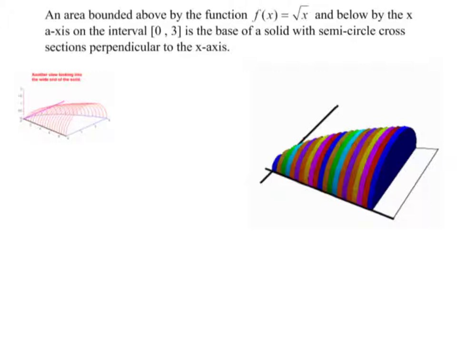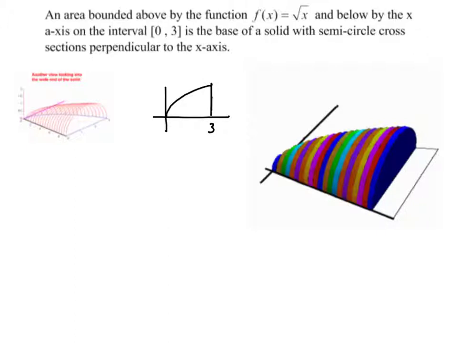Now, in this example, an area is bounded above by the function square root of x, below by the x-axis from 0 to 3, and we have semicircle cross-sections perpendicular to the x-axis. So again, remembering what the square root function looks like, from 0 to 3, you can see, I think, a nice three-dimensional representation of what those semicircle cross-sections would look like that are being built off of that base. Okay, so these are a little different, as I said, than revolution in that we're making our shape the base of a solid.